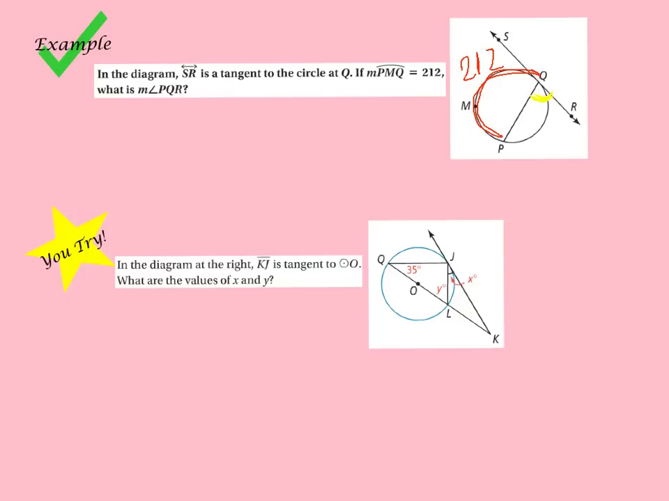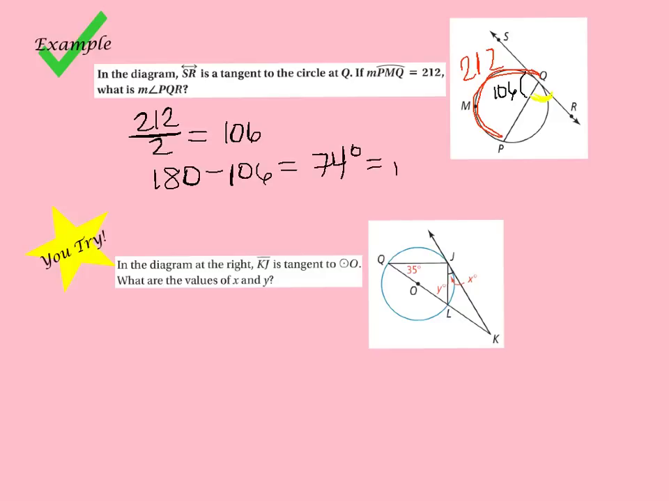It wants to know what is that? Well, if we know that the arc measure of PMQ is 212, then I know that this angle measure right here is half of that. So I know 212, half of that is going to be 106. So I know this is 106. And then I know these two angles right here, they create this linear pair. They're on a straight line. So all I have to say is 180 minus 106, and I get 74 degrees, and that's equal to the measure of angle PQR.